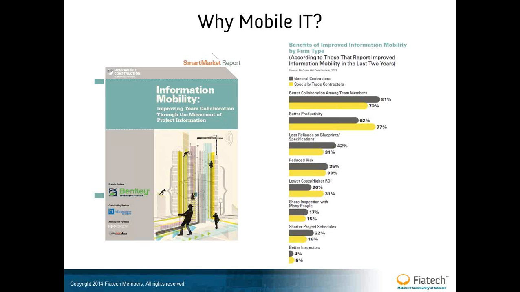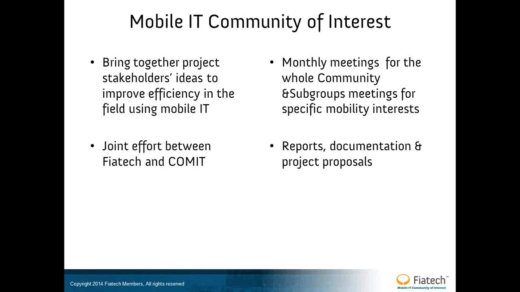As we've mentioned before, at FIATech we strive to solve practical problems and the challenges associated to implementing mobile technologies. As a community, we hope to realise these potentials, and with your help we can make a real difference to the industry and increase productivity. The objective of the community is to bring together project stakeholders to improve efficiency in the field using mobile IT and share the knowledge to implement these ideas in the industry.